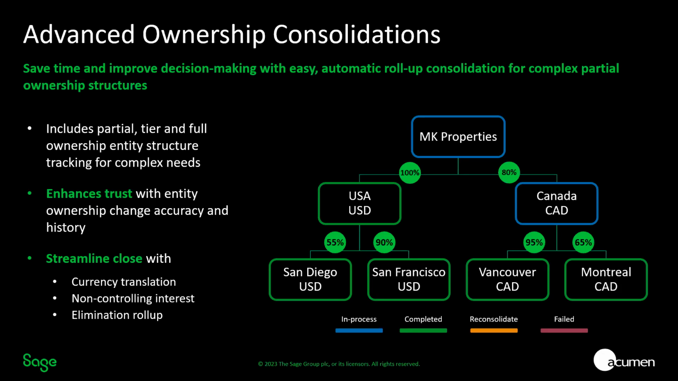where there's partial or tier or less than 100% ownership structure, and you can have multiple levels, as you can see here. It will do both single currency and multi-currency if you have that need, or have ownership groups that are in different countries or different currencies, of course. So you can do currency translation, eliminations, rolling up and automatically eliminating, and then also non-controlling interests in here. So that is a new module.